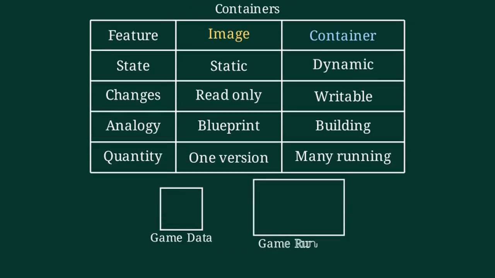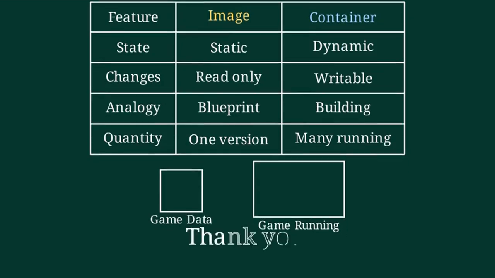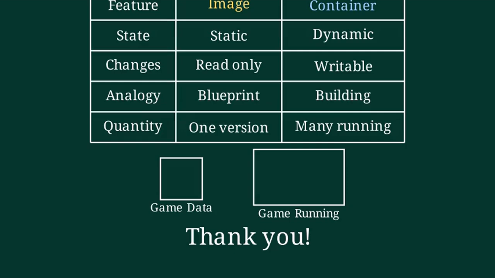Final analogy. The image is the game data on your disk. The container is the game running on your screen. One game file can start multiple play sessions. That is the difference between images and containers.